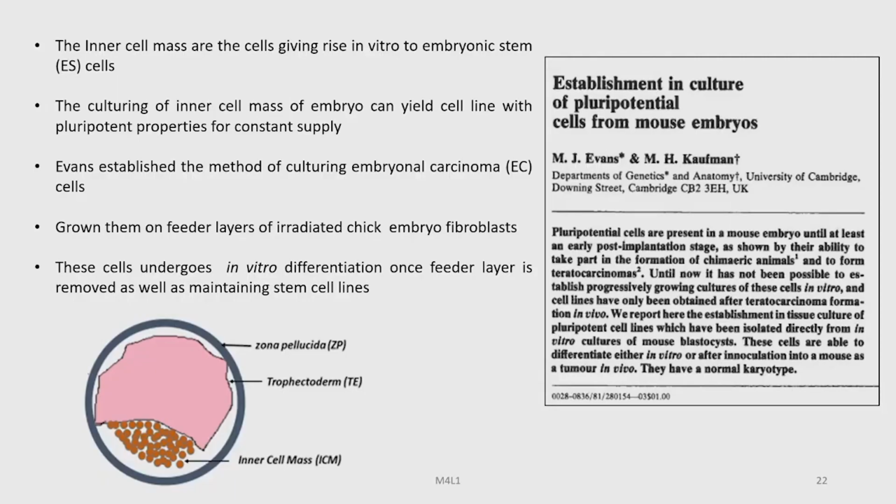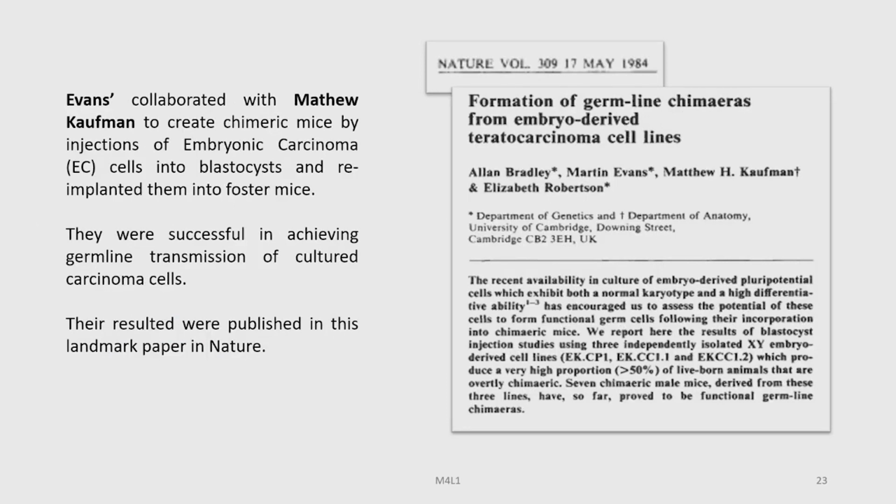Evans established the method of culturing embryonal carcinoma cells, and he grew them on feeder layers of irradiated embryo fibroblasts. These cells undergo in vitro differentiation once the feeder layer is removed, as well as maintaining the stem cell lines. And this work he published under this title, Establishment in Culture of Pluripotent Cells from Mouse Embryo, and this is one of the remarkable works done by him.